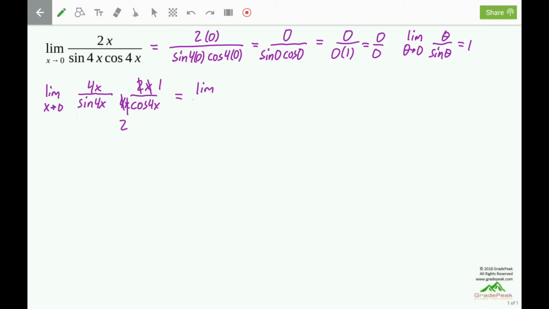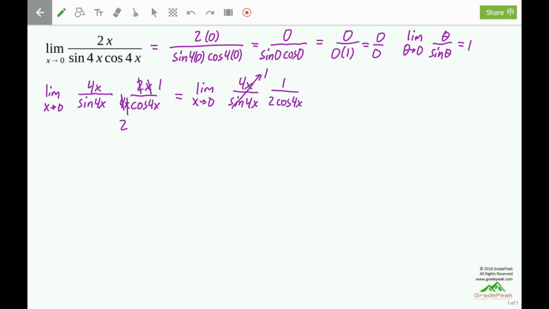So we can now rewrite this as limit as x goes to 0 of 4x over the sine of 4x times 1 divided by 2 times the cosine of 4x. The first fraction, 4x over the sine of 4x, is 0 over the sine of 0 with a matching phase, and therefore it has the identity, and that equals 1.